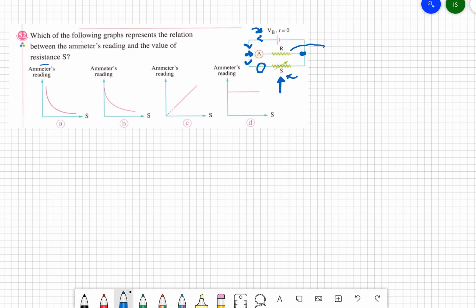So for this branch that has the ammeter, it is not affected at all because the resistance here is constant, it doesn't change. The resistance in the branch that has the ammeter doesn't change. So why would the current change? This potential difference is constant. V is constant and R is constant in this branch. So also the current will not change in this branch. So the right answer will be D, guys.